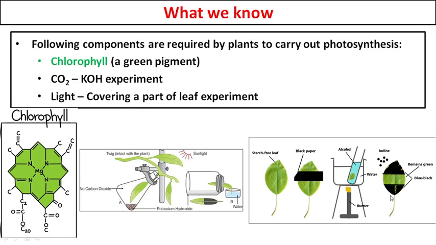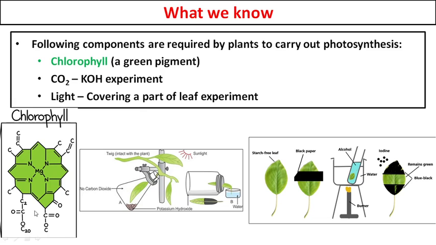And this starch came from where? It came from glucose, and this glucose was synthesized by photosynthesis. In the middle portion, which is green in color, because there was a black paper, the sunlight could not reach that part, and so that part did not perform any photosynthesis. So there will be no blue-black color.